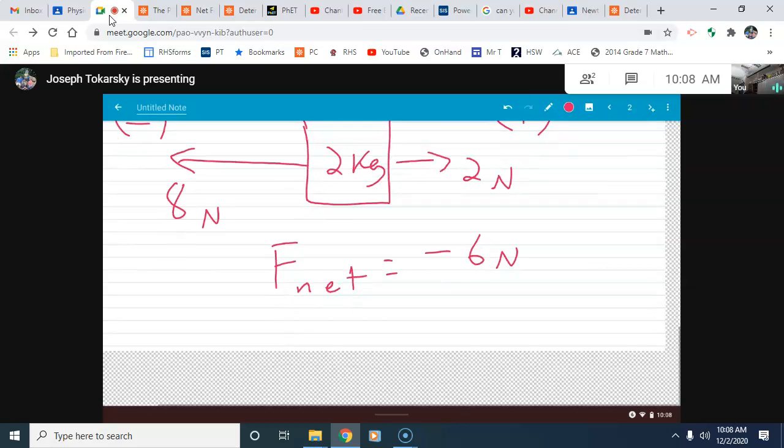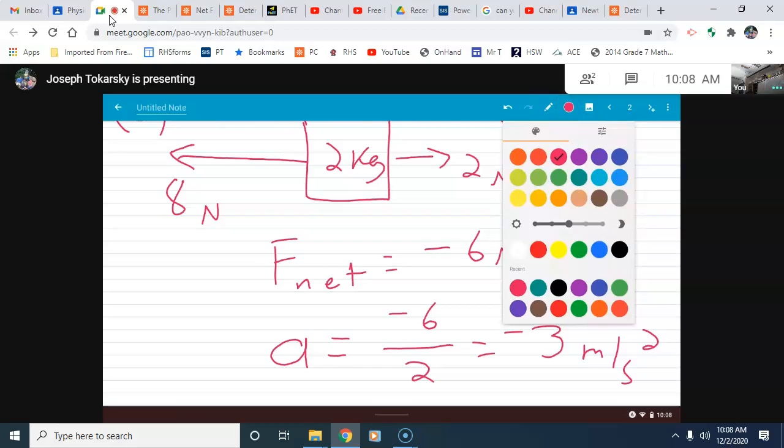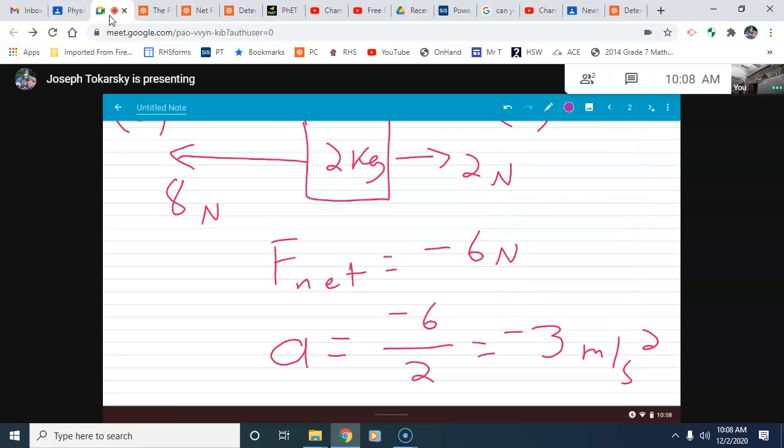newtons. And then my acceleration, again, is going to be the net force, -6, divided by the mass, which is -3 meters per second squared. One thing that you should notice, and if not, I'll point it out now, the net force direction should always be the direction of your acceleration. So if your net force is negative, your acceleration is going to be negative. If your net force is positive, your acceleration is going to be positive. And if you think about it, that's common sense.